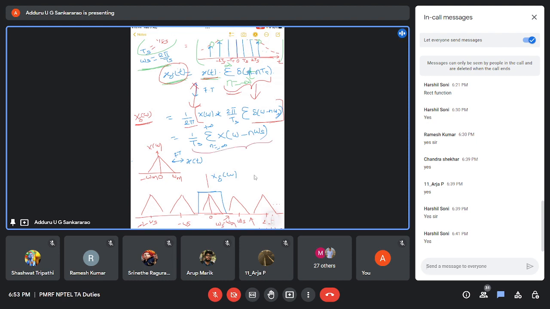Now we know already the convolution property of impulse we have seen: x of omega convolved with del of omega minus omega naught is x of omega minus omega naught. So we will get 1 by Ts into sigma n equal to minus infinity to plus infinity, this one. This is the Fourier transform of the sampled version of the signal. Is this clear till here?